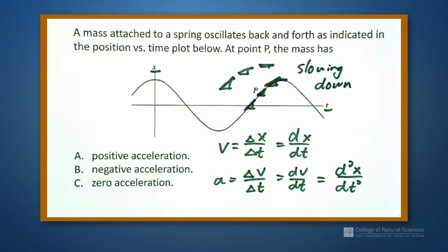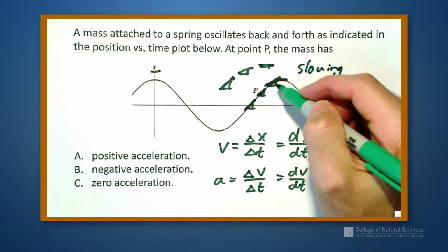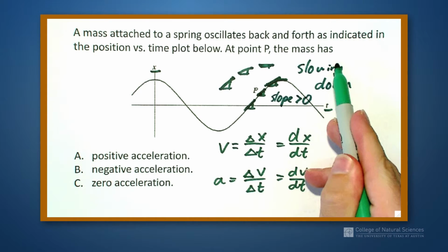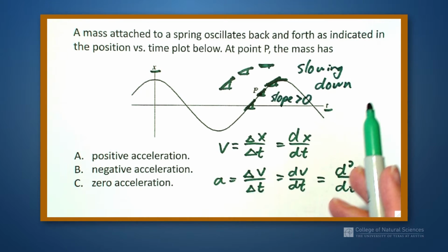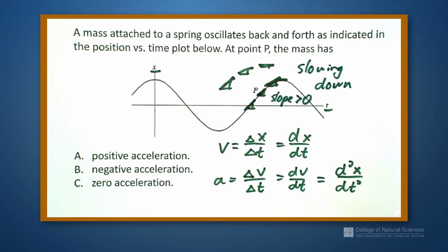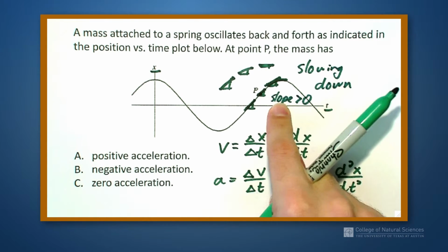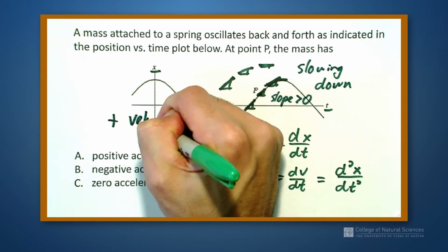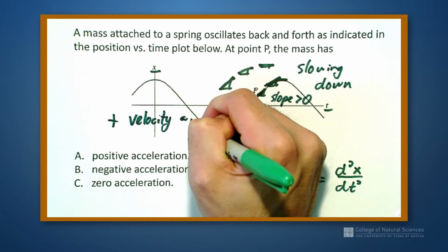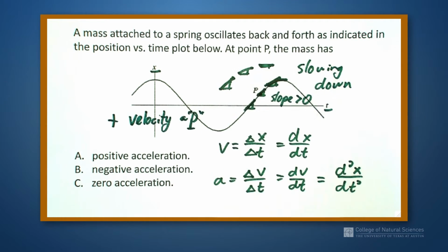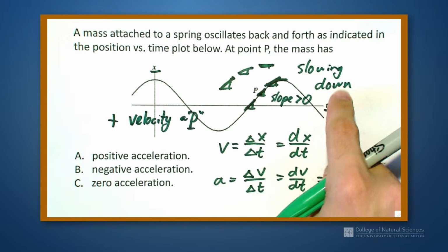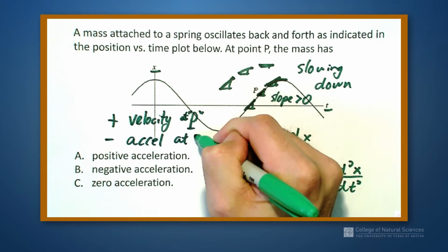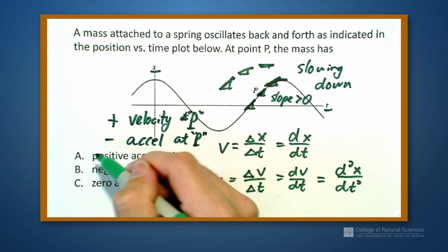The slope is greater than 0, but that slope is getting lower and lower, which means it's decreasing in value, so it's slowing down. The slope being greater than 0 gives me a positive velocity at P, but the slowing down means that we have a negative acceleration at point P. So our acceleration is negative.